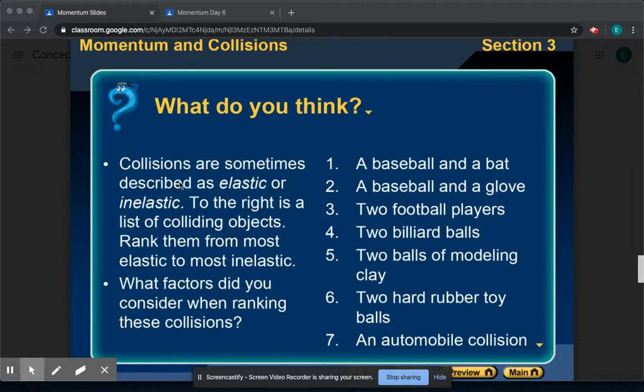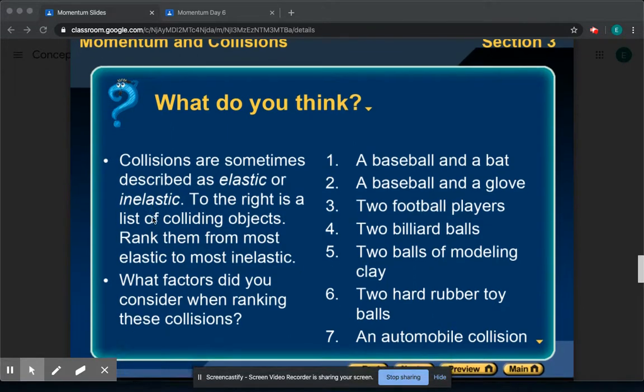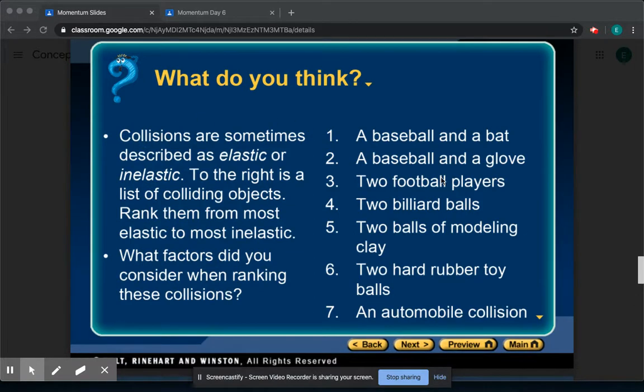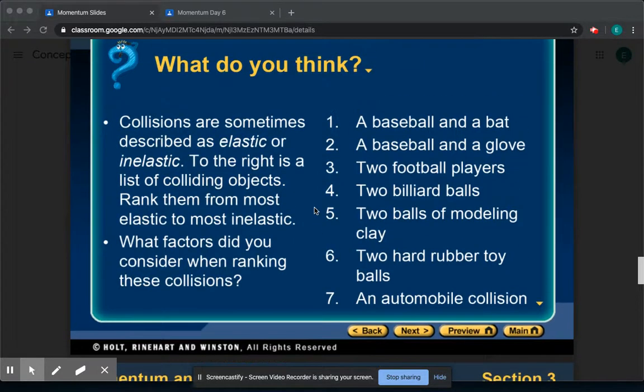Hello, ladies and gentlemen. Today's topic of discussion in momentum and collisions is elastic and inelastic collisions. Now, this first slide asks you to rank these things from most elastic to least elastic. But what I don't like about this first slide is that it assumes you already know what inelastic and elastic collisions are.